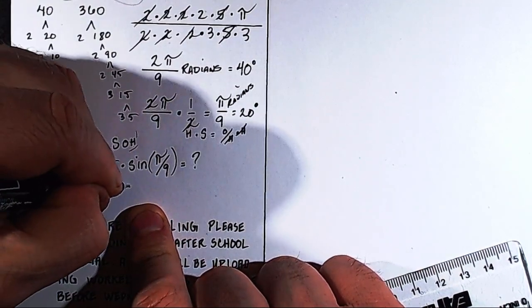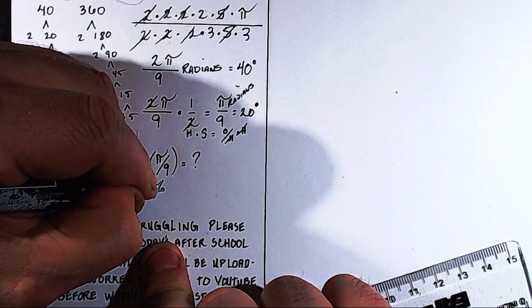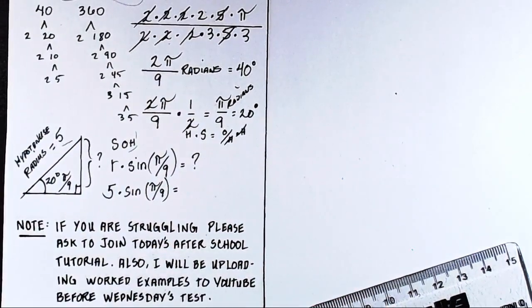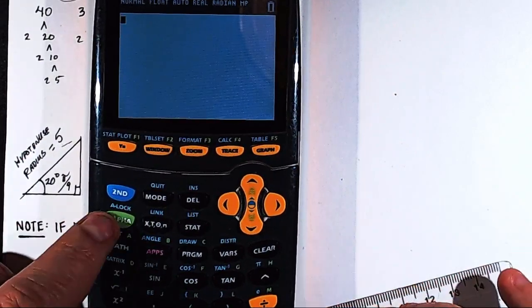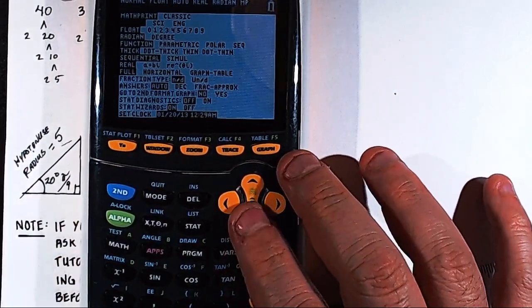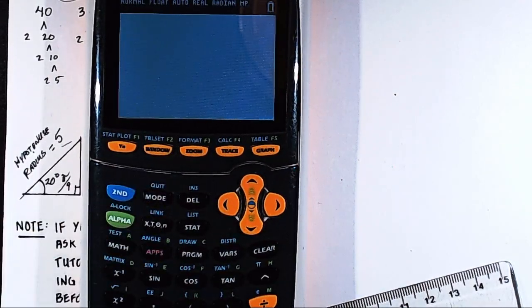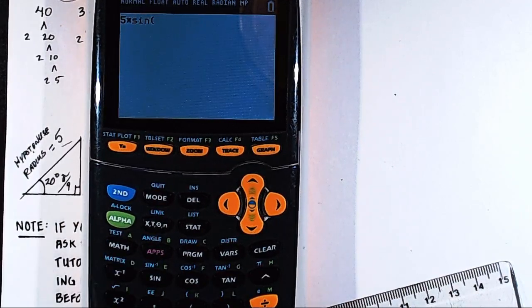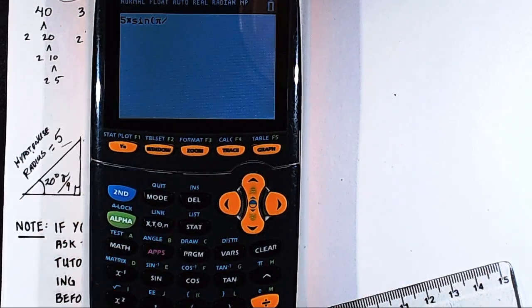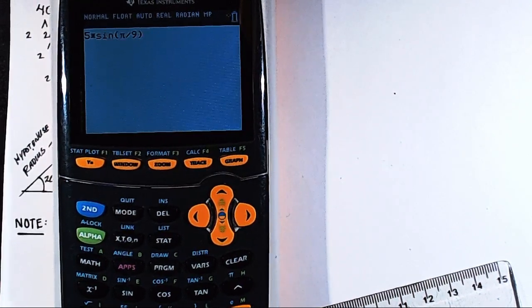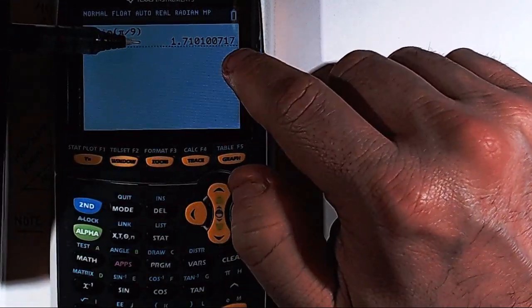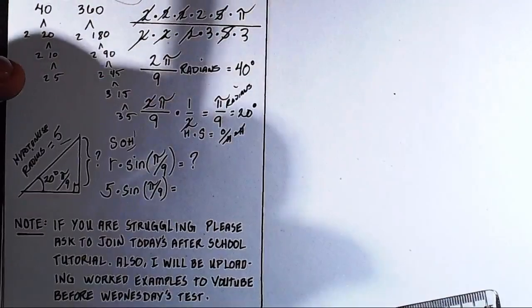So we'll put in 5 times sine of pi over 9 radians equals, and I want to know what it is. Well, we have to use a calculator for this if we don't have a slide rule. First we'll hit mode and make sure this thing is in radian mode. Second quit. Now I'll multiply 5 times sine, and here I'll put in second to get the pi symbol, divided by 9. So 5 times sine of pi over 9 equals 1.71, right?